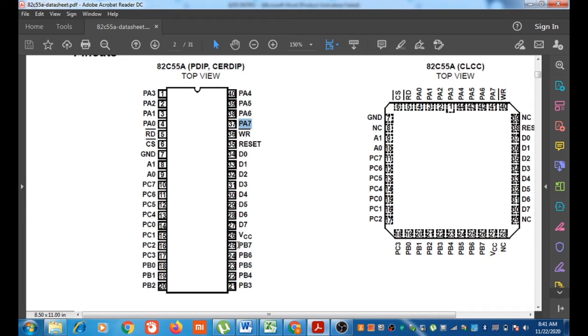And here the port C is composed of 2 independent ports, that is PC0 to PC3, 4 bits, and PC4 to PC7, another 4-bit port. PC0 to PC3 is called PC lower or port C lower. PC4 to PC7 is called PC upper.